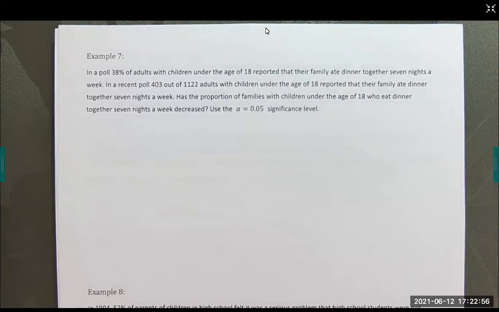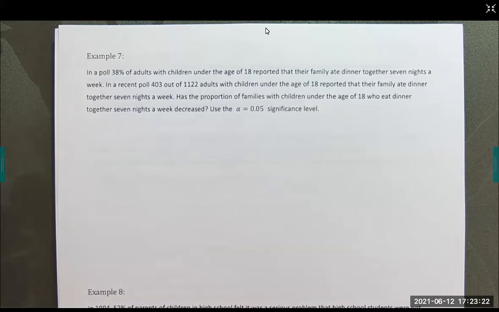Example 7. In a poll, 38% of adults with children under the age of 18 reported that their family ate dinner together 7 nights a week. In a recent poll, 403 out of 1,122 adults with children under the age of 18 reported that their family ate together 7 nights a week. Has the proportion of families with children under the age of 18 who eat together 7 nights a week decreased? We're going to use our alpha of 0.05.